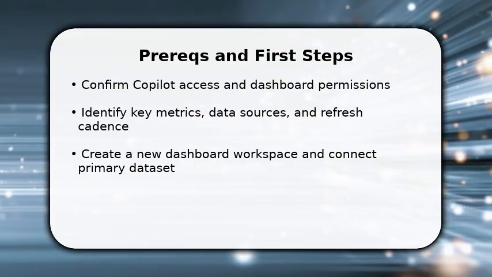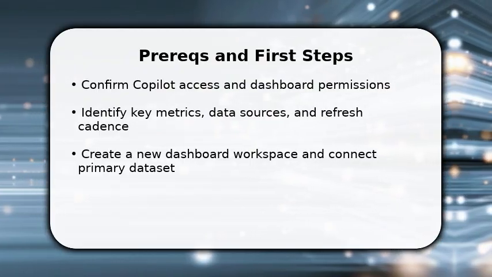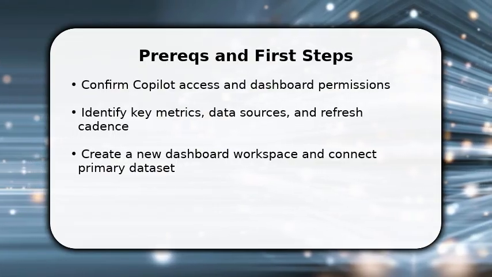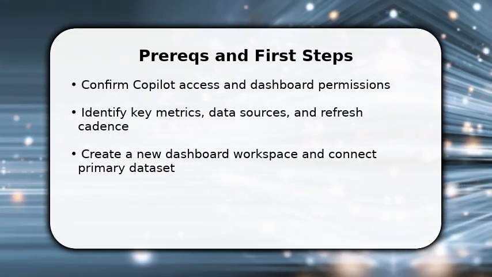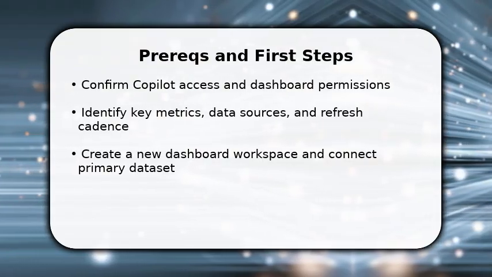You start by confirming Copilot access and the dashboard permissions you need. This prevents blockers later. Then identify the key metrics and data sources. Knowing the refresh cadence helps avoid stale insights. Once done, create a new dashboard workspace and connect the primary dataset so Copilot can analyze structures and fields.